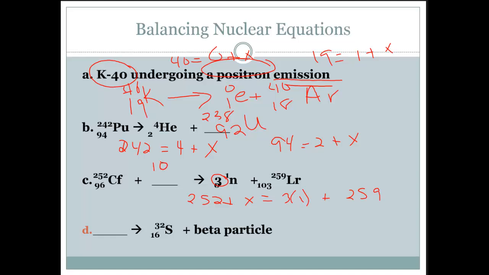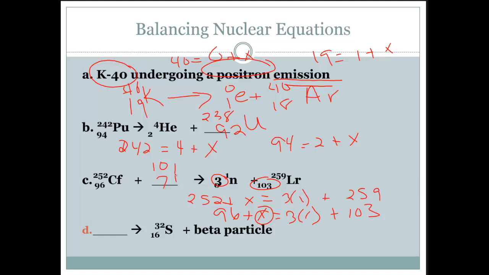The bottom number, 96, plus x is equal to, once again we have that 3 there, 3 times 0 plus 103. Solve for x, and that comes out to be 7. I look for 7 on the periodic table, and I find out that that's nitrogen.